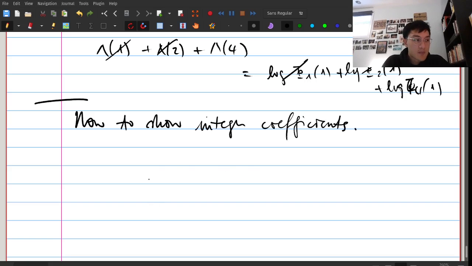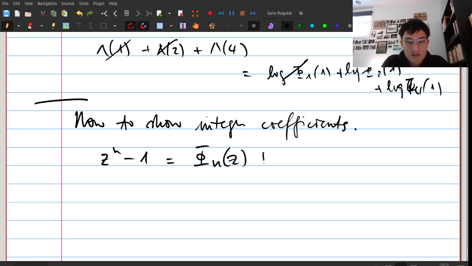Okay, so we start here. z to the n minus 1 is equal to... what have we done? It's the same formula, but I've just written it slightly differently. I've skipped a step. So phi n of z is a cyclotomic polynomial, and now we have the product over d dividing n, d strictly less than n, of phi d of z.